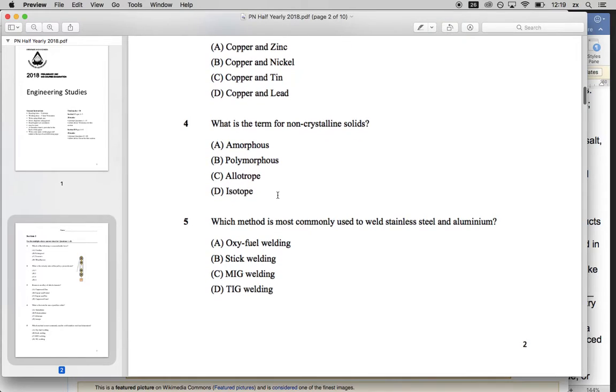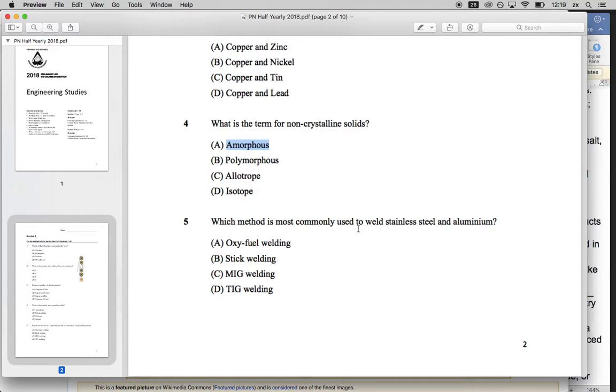Okay, what is the term for a non-crystalline solid? Well, the answer there is amorphous. Amorphous means it doesn't have a crystal structure. It's a solid that doesn't have a crystal structure. The example we typically give is glass, but many polymers are also amorphous. Polymorphous means that it can have multiple forms, multiple crystal structures. Steel is an example of something that can have multiple crystal structures. Carbon can have multiple crystal structures.